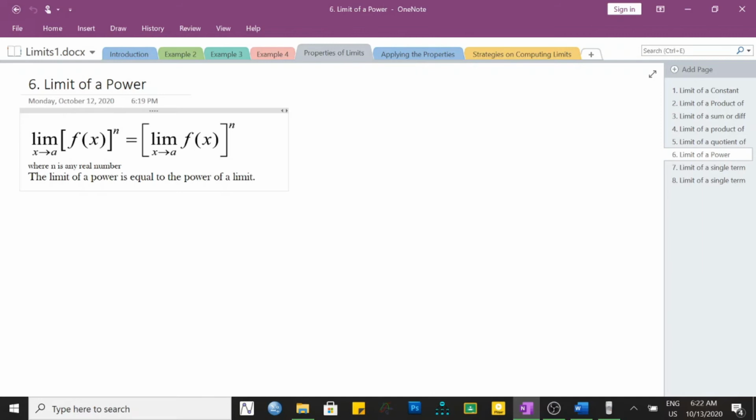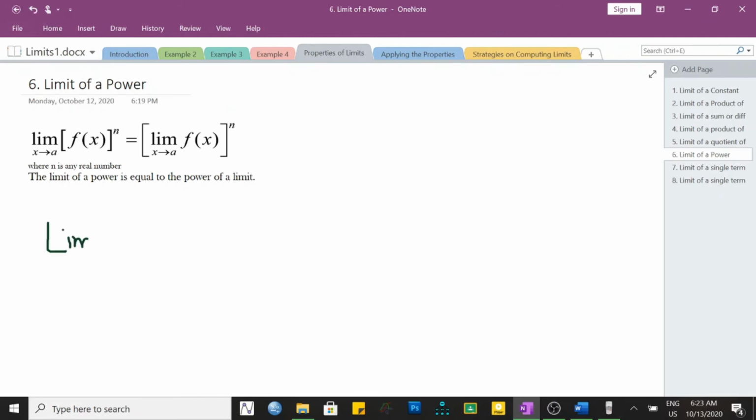According to this property, if we are evaluating the limit of a function, but that function is raised to a particular power n, that is the same as getting first the limit of the function, disregarding the power first. So just take the limit first, and whatever the result, that's the time we raise it with the power n.